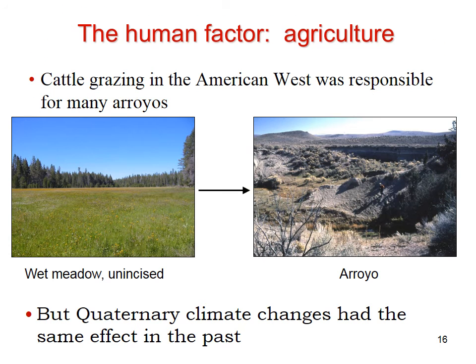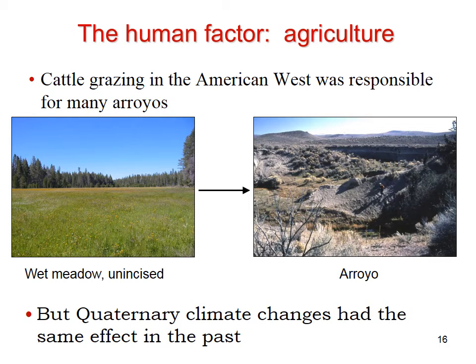In the American West, it's too dry for agriculture, but there have been impacts from humans from cattle grazing. And in particular, there are a lot of stream basins that have been cut by arroyos. So on the left, we see an unincised stream channel. It's a wet meadow, so there's a little channel flowing through here somewhere. It's really hard to see.